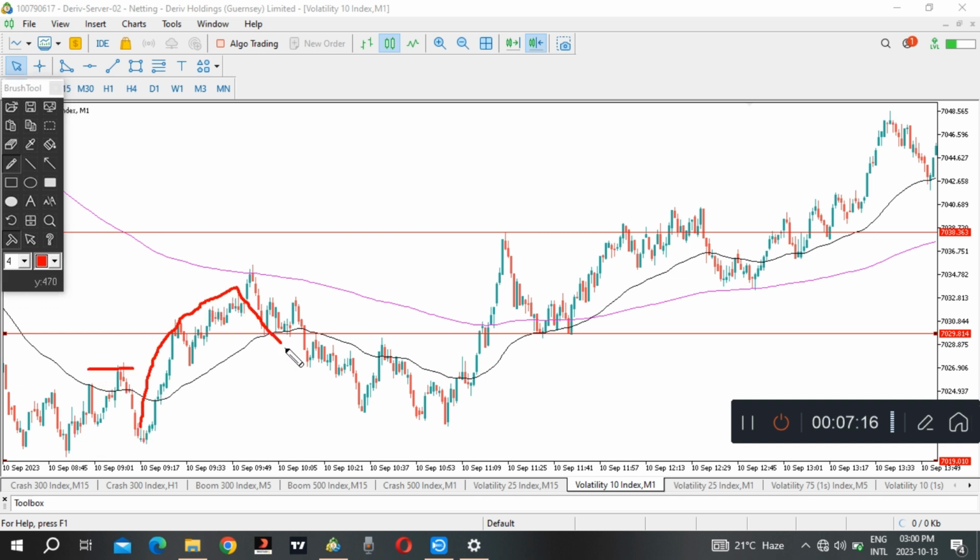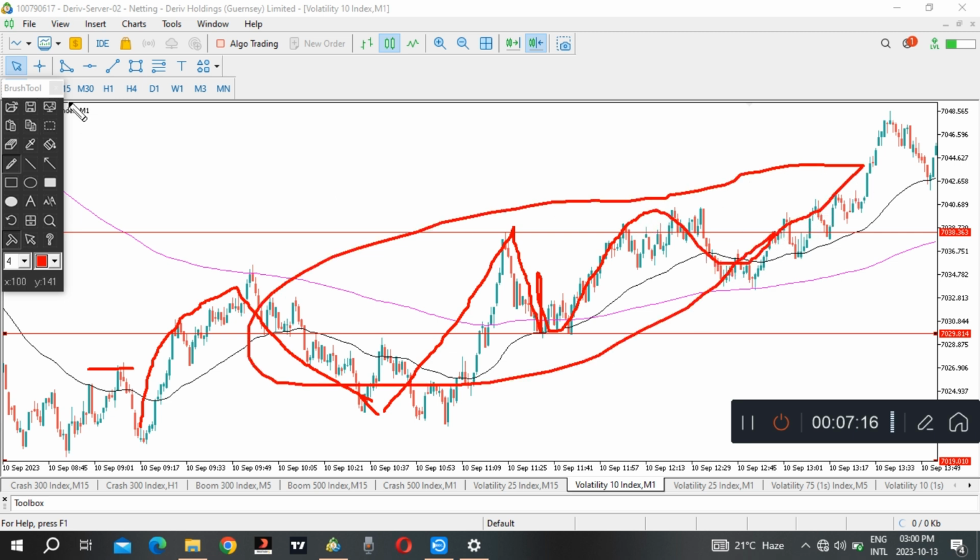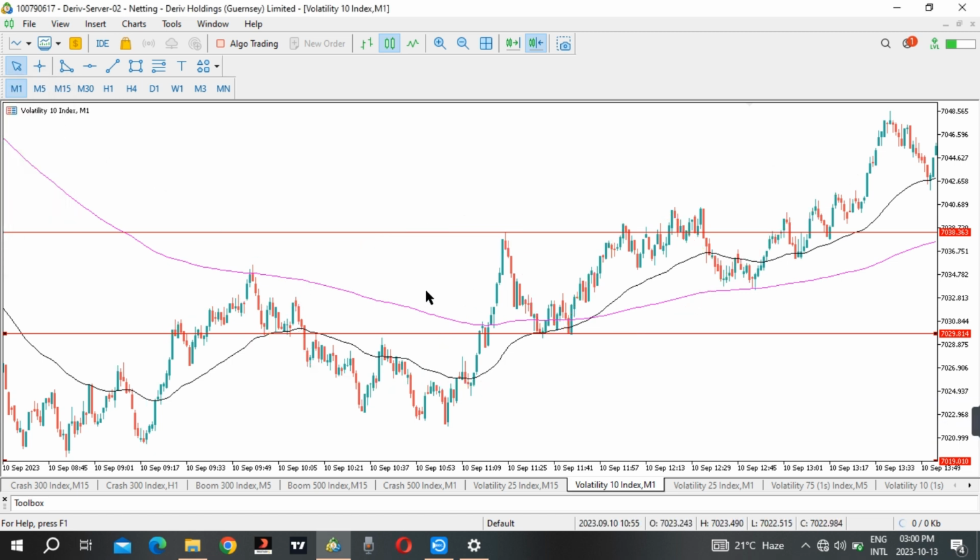Breaking market structure, creating our lower high, creating our higher low. Break market structure again, creating a higher low, higher high, higher low, higher high, higher low. So it's now in an uptrend in that region over there. What we want to do when the market pulls back to this 50 moving average is look for our entries.